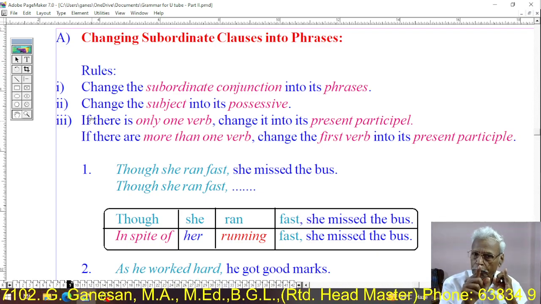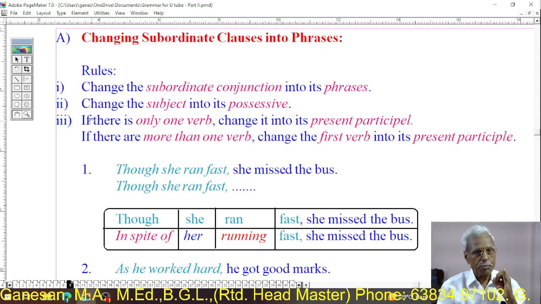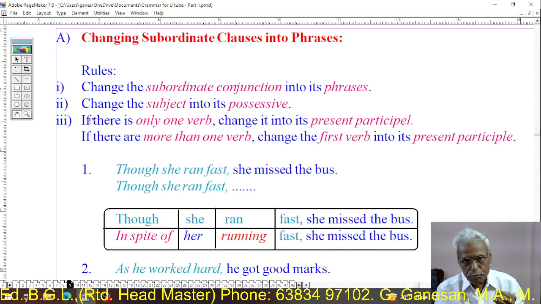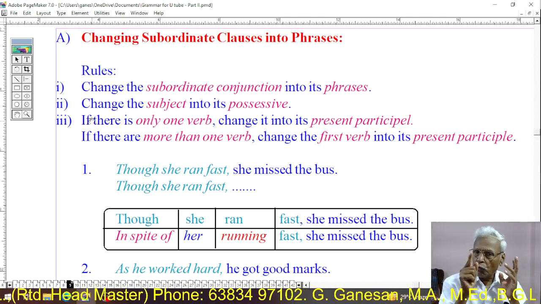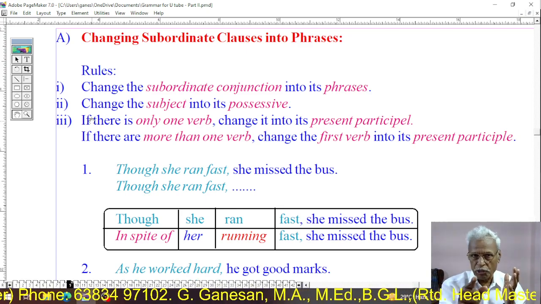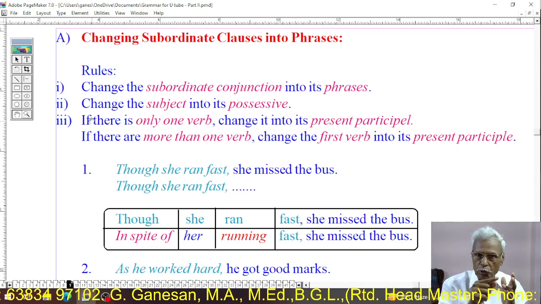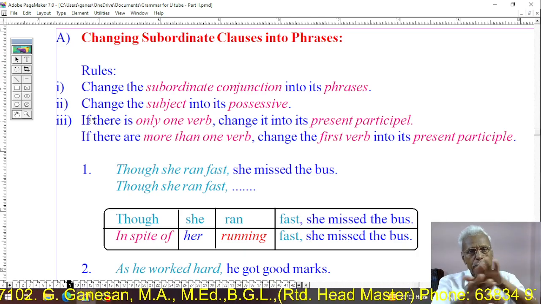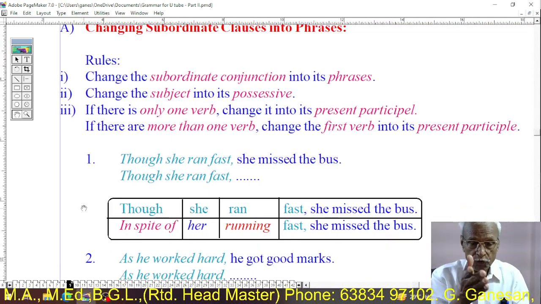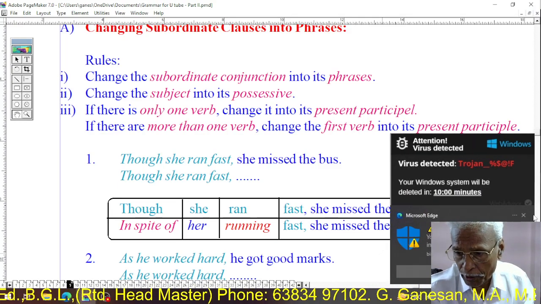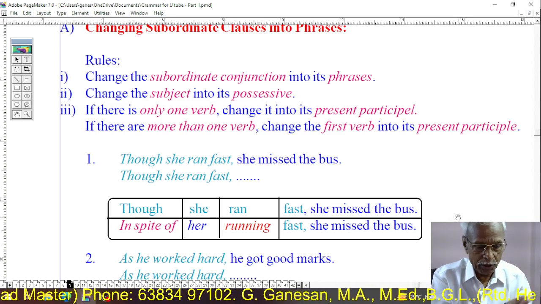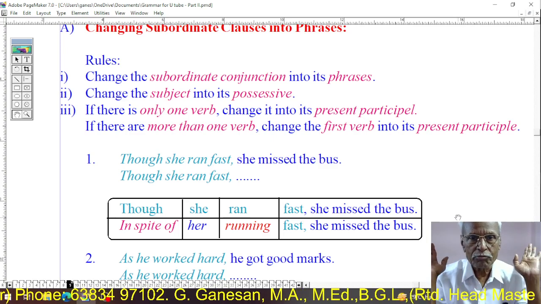If there is only one verb, present or past, it should be changed into its present participle. If there are two or more verbs, the first verb should be changed into its present participle. If any one of the auxiliary verbs comes, will, would, shall, should, may, might, can, could, must, they should be removed. That's all. These three rules: first, changing the conjunction into a phrase, then changing the subject into its possessive, then changing the verb into its participle. These are the main rules.